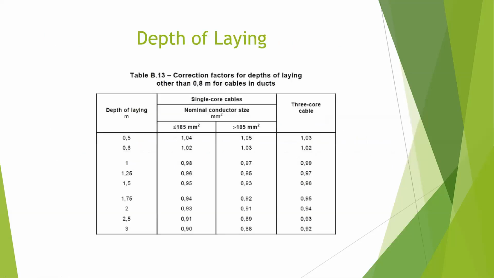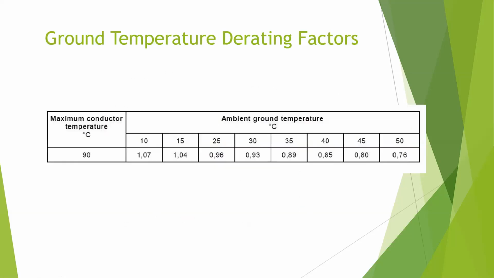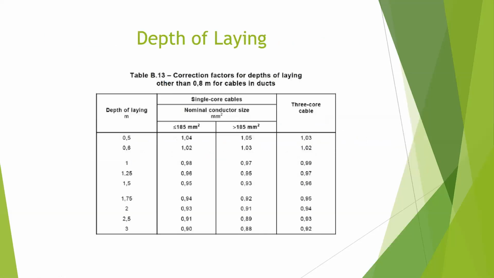And depth of laying. Depth of laying applies to underground cables. Also, the ground temperature is also for underground cables only. And for depth of cable, the default depth of laying is 0.8 meters. So for variations from that, we are going to have derating factors.